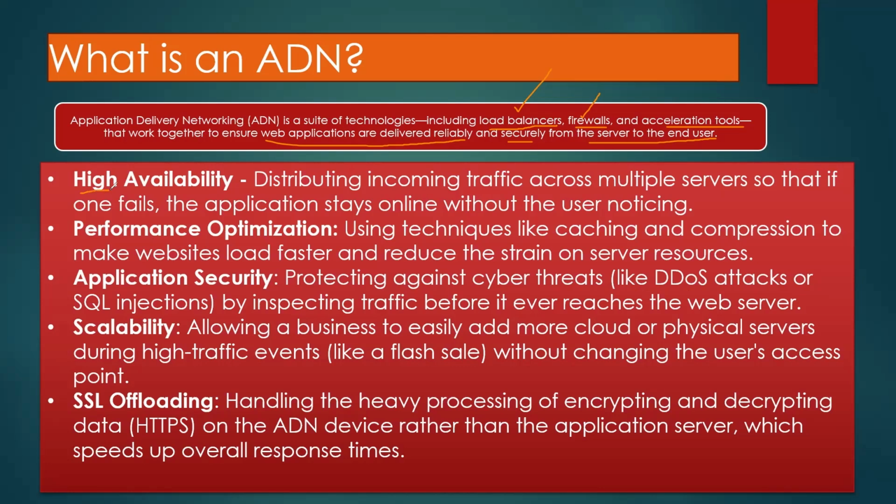Some of the key benefits we can get from the ADN is high availability. Basically, it distributes the incoming traffic across multiple servers so that if one fails, the application stays online without the user noticing, right? So basically, it's a load balancing thing. If one server is down, it will be taken care of by the other server. We get no downtime with the help of ADN.